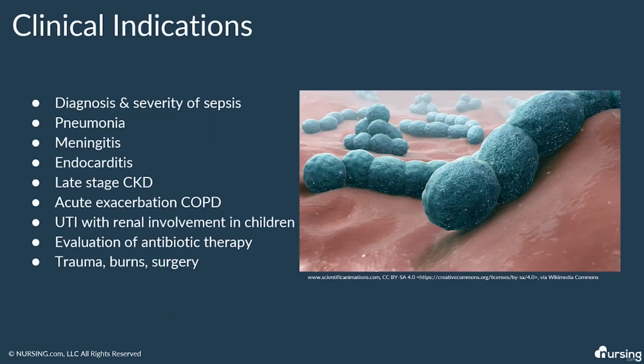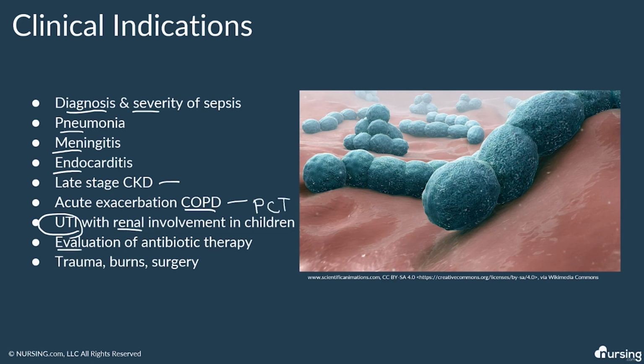Clinical indications are to diagnose and verify the severity of sepsis. This could also be taken in someone with pneumonia, meningitis, or endocarditis. It's also going to be apparent in late stage chronic kidney disease and during an acute exacerbation of COPD. A UTI in children, when there's a known renal involvement, will also cause for us to draw a PCT lab.